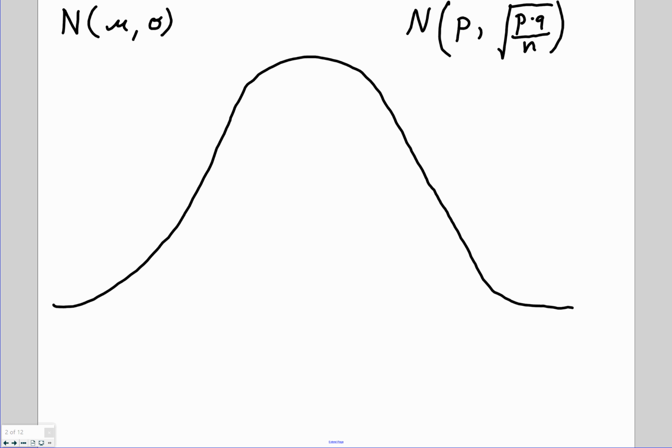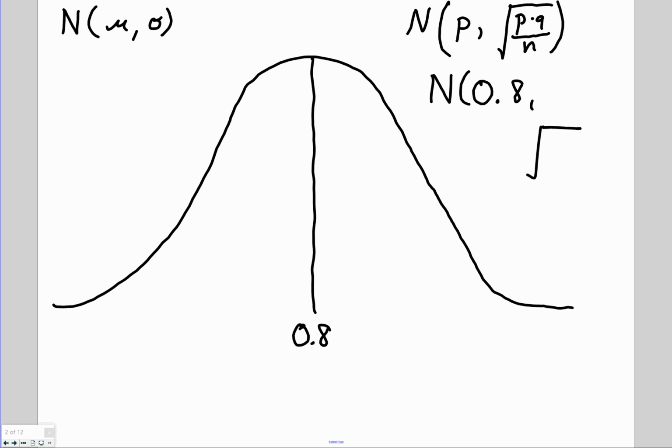Okay, so let's find out those numbers. We already know what P is. What is P? 0.8. So before I even do anything, right in the center of my curve is going to be what? 0.8. Now, for the standard deviation, let's do a little work here. 0.8 is P. So what is Q? 0.2 divided by the sample size of 50.